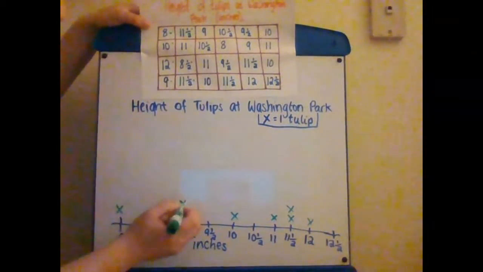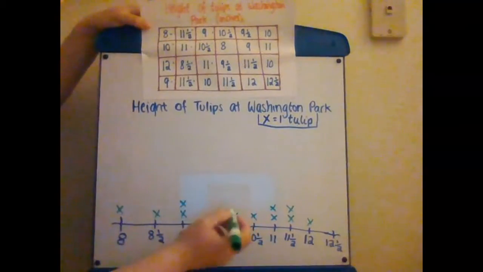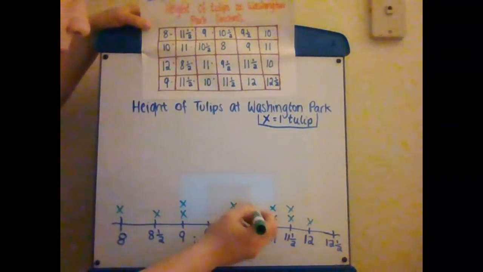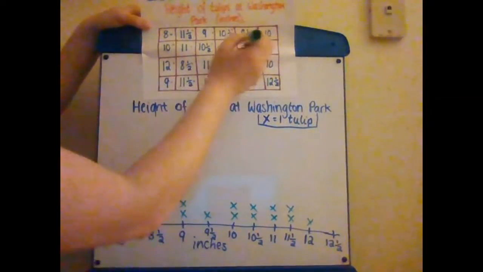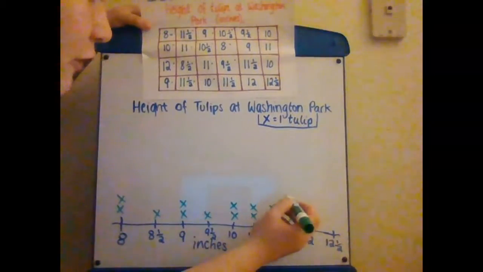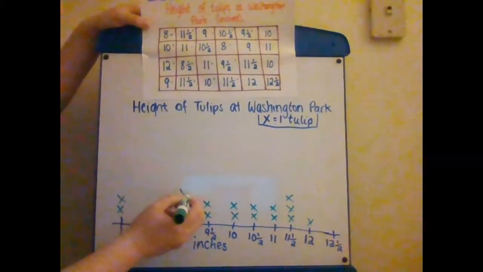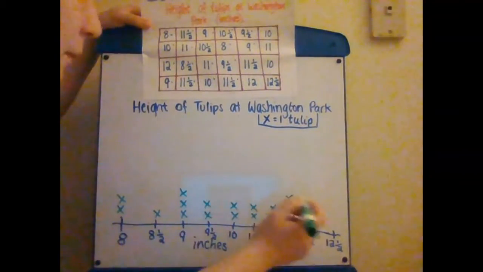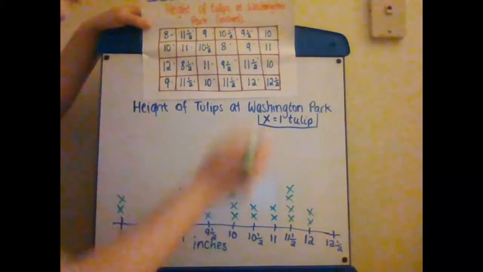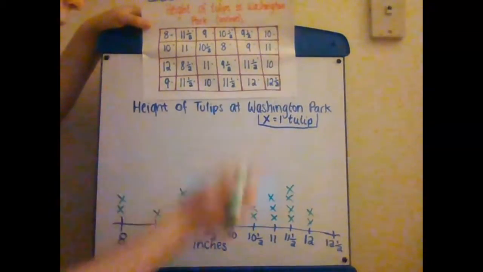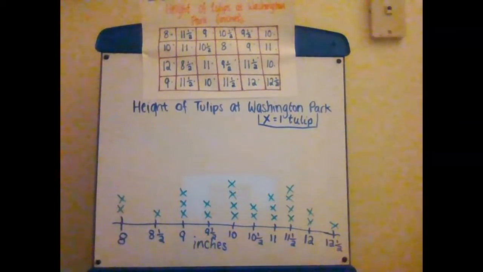All right, 9, 10.5, 11. Again, building blocks. 10, 10.5, 8, 9.5, 11.5, 9.5, 9, 11.5, 12, 10, 11, 10, and 12.5. Okay, now I have all my information that I could possibly need.